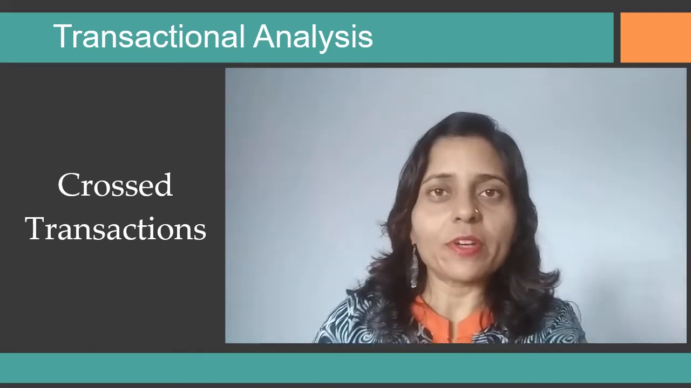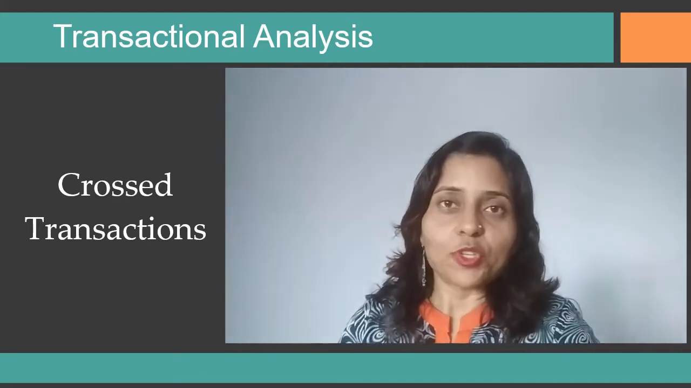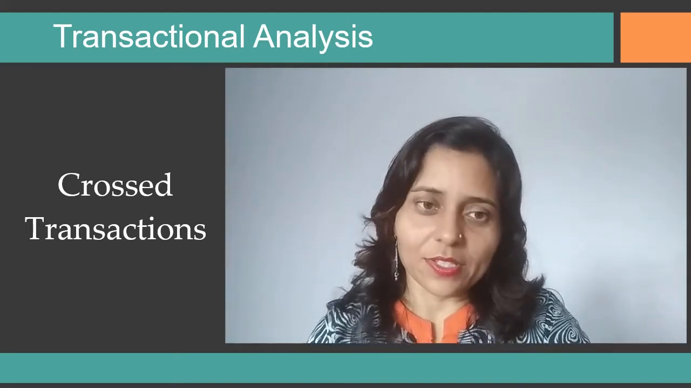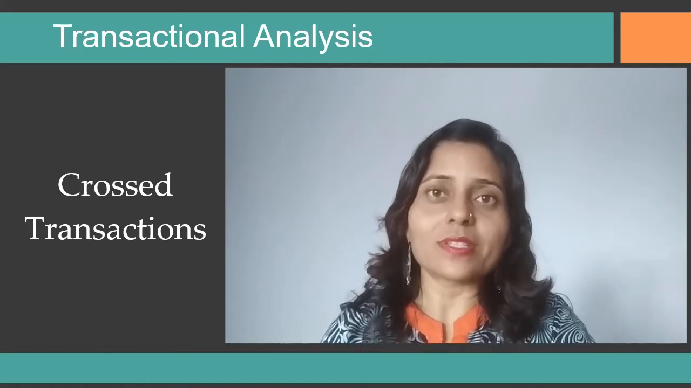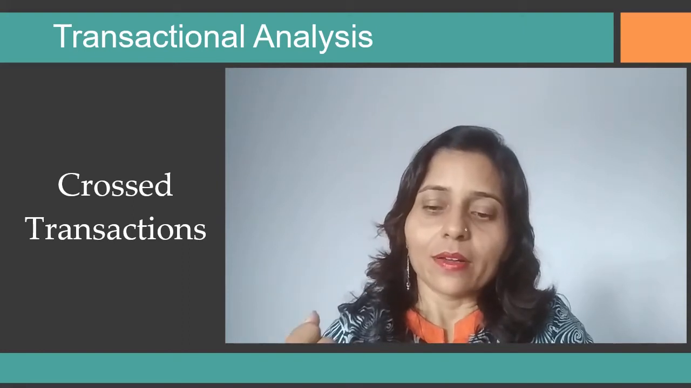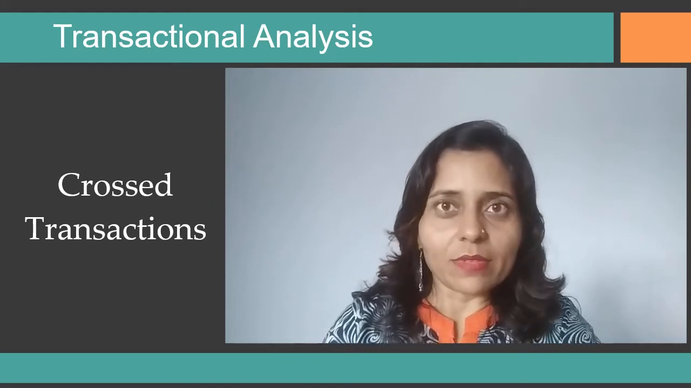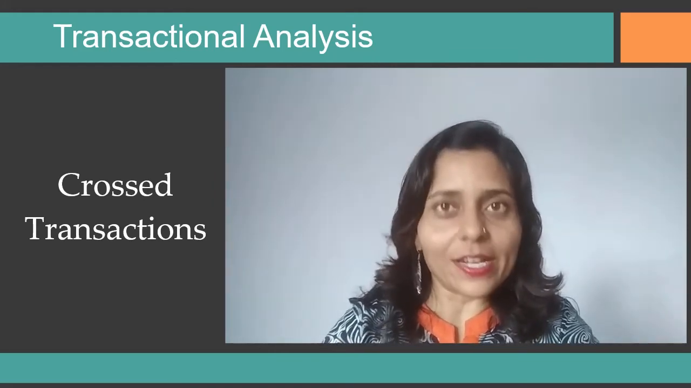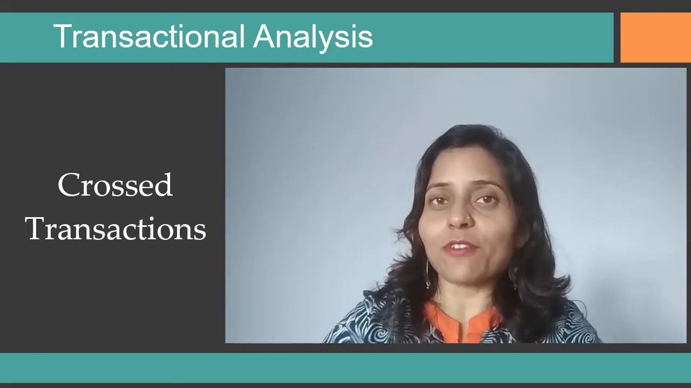Now, after the complementary transactions, let's talk about another kind of transactions which you might come across, and they are known as crossed transactions. In this case, what happens is that the response does not come from the intended ego state. So, if a person initiates a conversation from his own parent ego state and addresses the child ego state of the other person, the other person may not respond back from the same ego state.